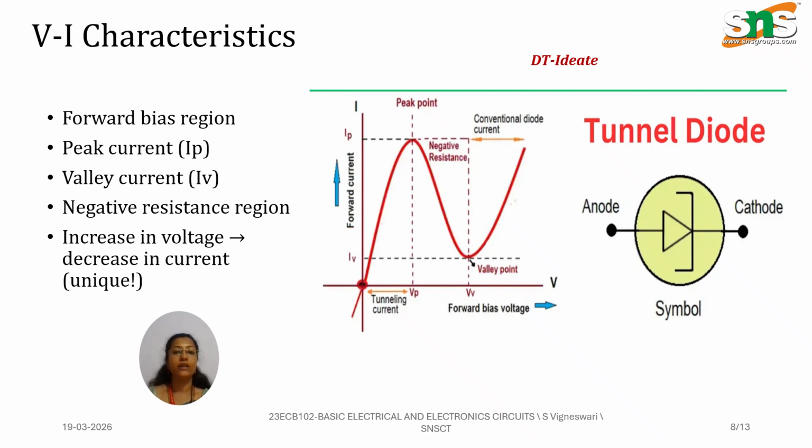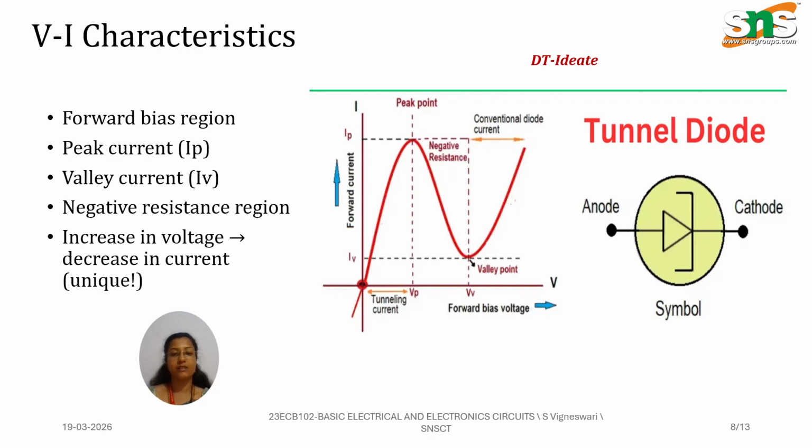Finally, after reaching the valley current, which we refer to as IV, the current starts increasing again like a normal diode. So as we see from the figure, the curve has three regions: the normally increasing region, then the negative resistance region, and finally the normal diode region, right?